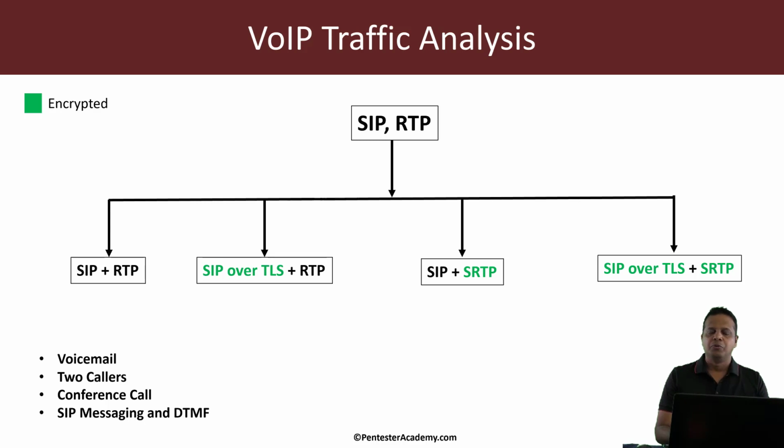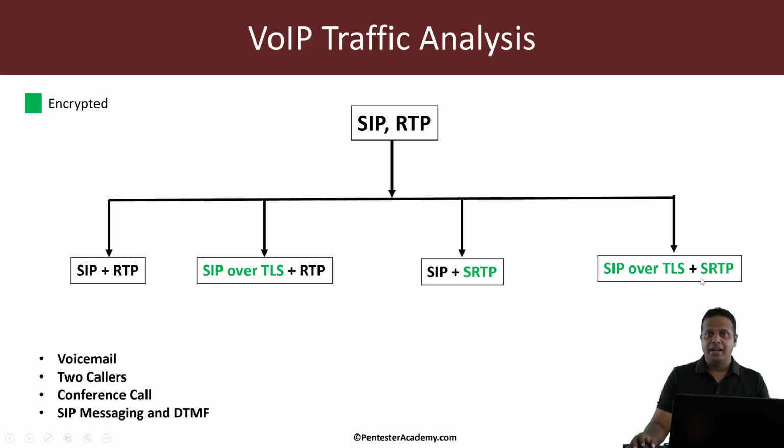Before we begin, it's important to classify the different kinds of traffic that we are going to encounter in this course. As we mentioned, our focus is going to be SIP and RTP, and there are four cases depending on if SIP or RTP or both are encrypted or not. The first case is SIP and RTP both unencrypted. Then you have SIP encrypted but RTP not encrypted. Then SIP is not encrypted but RTP is, and that's actually called SRTP or secure RTP. And finally, both of them are encrypted.